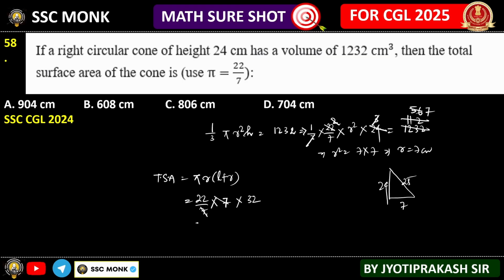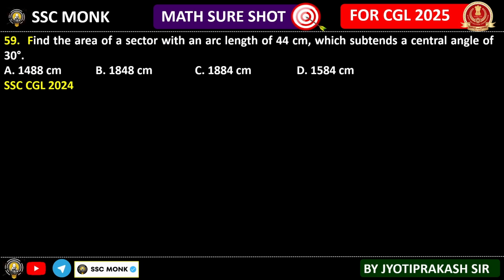7 7 gone, 22 into 32 can be worked out: 2 2s are 4, 2 2s are 4, 3 2s are 6, so this is 704 centimeters. Clear? Centimeter square actually. Okay. Next. Find the area of the sector with arc length.